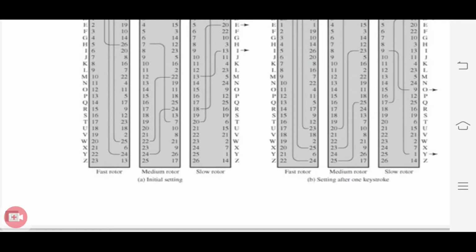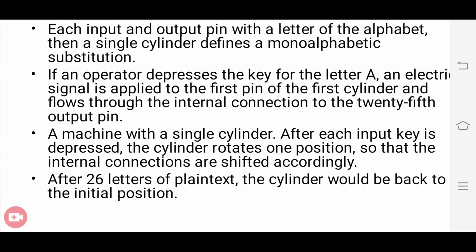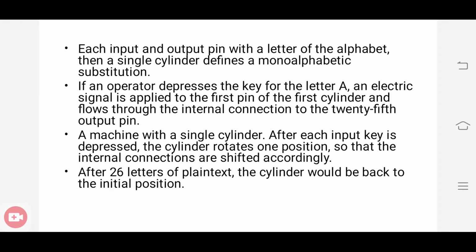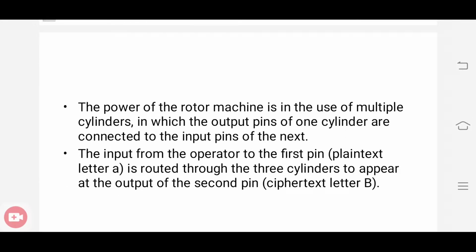Clear? And if we depress a key, it will rotate. The cylinder rotates, or the internal connections are shifted accordingly. After 26 letters of the plain text, the cylinder would be back to the initial position. Clear? This is the rotor machine scheme. And the power of this rotor machine is to use multiple cylinders. If we are using a single cylinder, it is somewhat simpler. But if we are using a number of cylinders, then the power of the rotor machine is somewhat high.